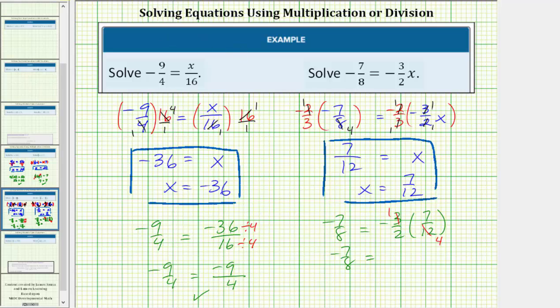And now we multiply. In the numerator, we have negative 1 times 7, that's negative 7. In the denominator, we have 2 times 4, which equals 8. We have negative 7/8 equals negative 7/8, which is true. Again, verifying the solution is correct.